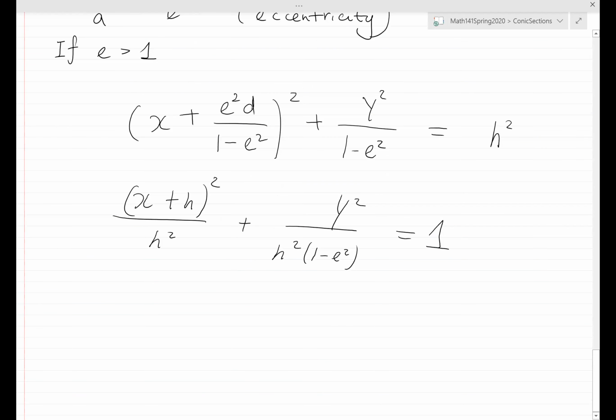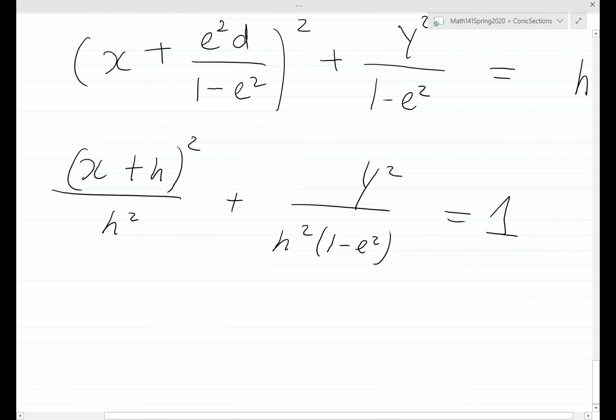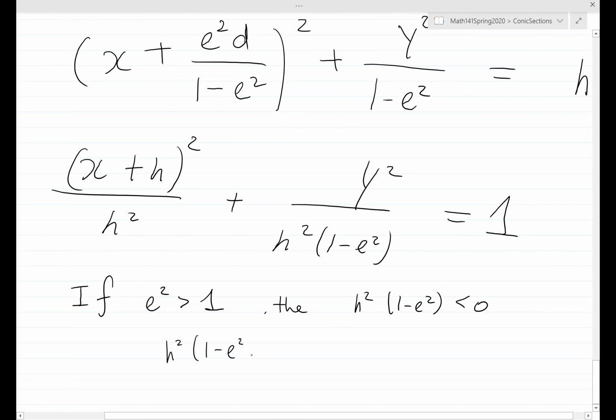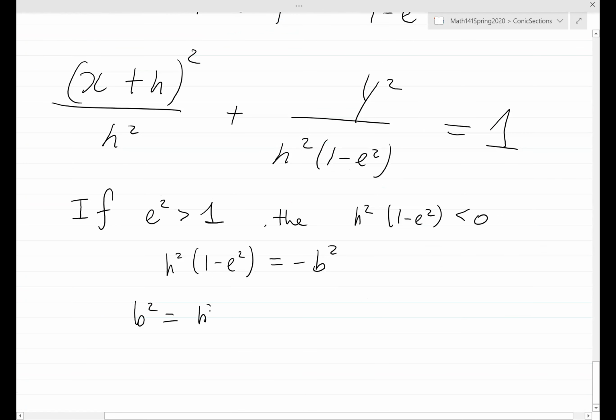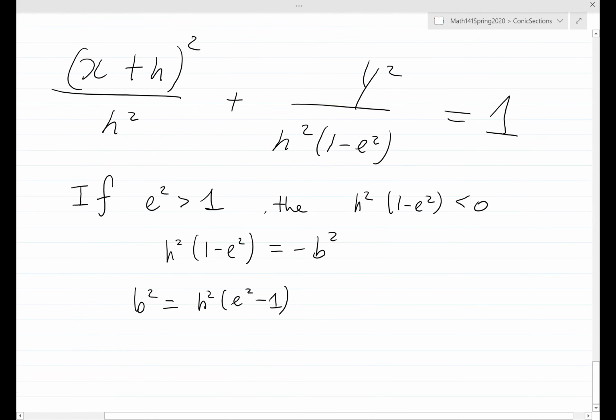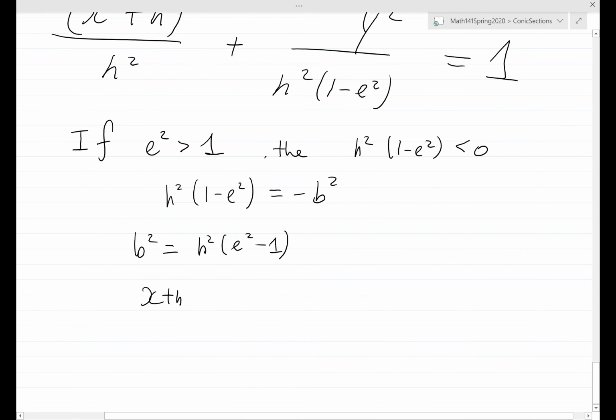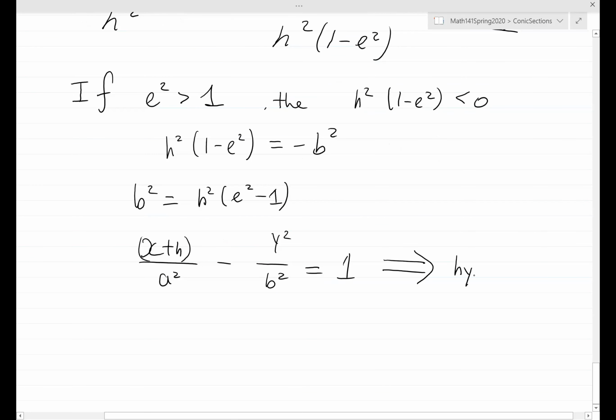Now, if you see, this is the equation that we get. This is the Cartesian coordinate that we get. Now, if e squared is greater than 1, then h squared minus e squared is less than 1. So we can write it as negative b squared. Then we get b squared equal to h squared e squared minus 1. And then this will be of the form (x plus h) over a squared minus y squared over b squared is 1. So this is actually the equation of the hyperbola.